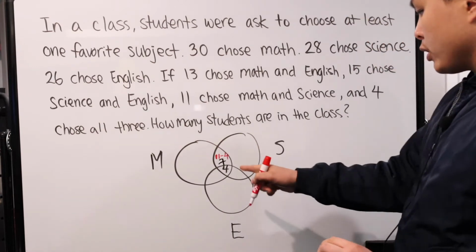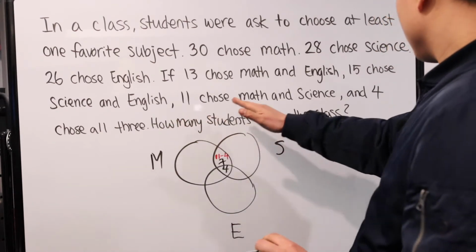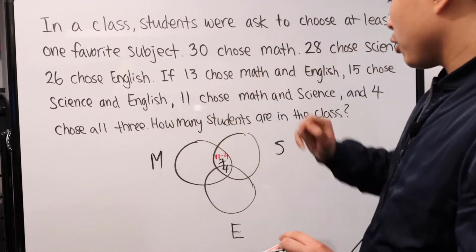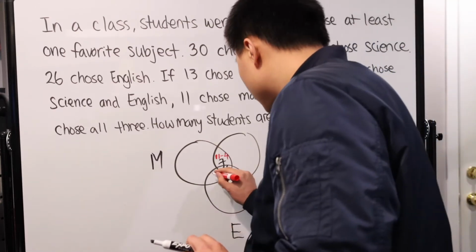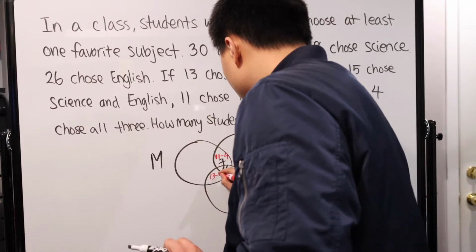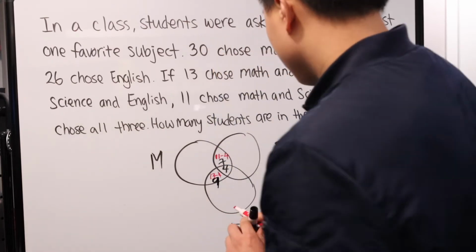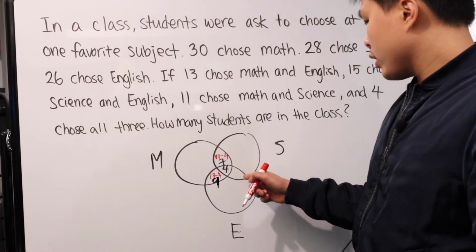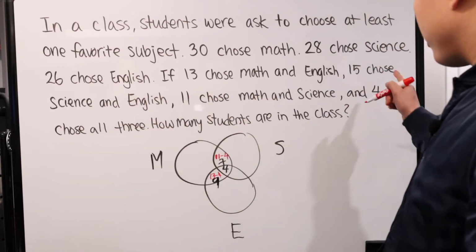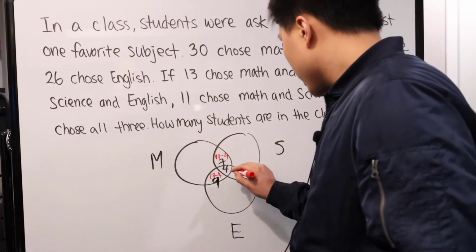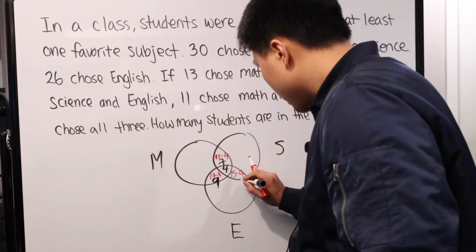If that's the case, we can use that same reasoning. This one's math and English, and math and English is right here, 13. 13 chose it. Remember, 4 is already overlapping, so it's going to be 13 minus 4, which is just 9. And I'm probably going to go out of the bounds so you can see it. Okay, and then this one right here is going to be our English and science. Science and English, 15 chose it. So we're going to have 15 minus 4, which is technically 11.